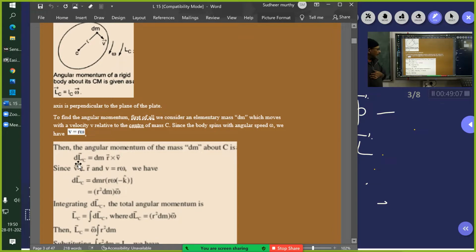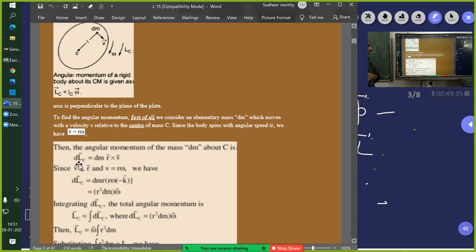So dLC bar. What is dLC bar? It is the incremental momentum about the central axis of dm, moving with velocity v bar and addressed by the position vector r bar. And since v bar is perpendicular, sir, why incremental angular momentum? We'll start with that.